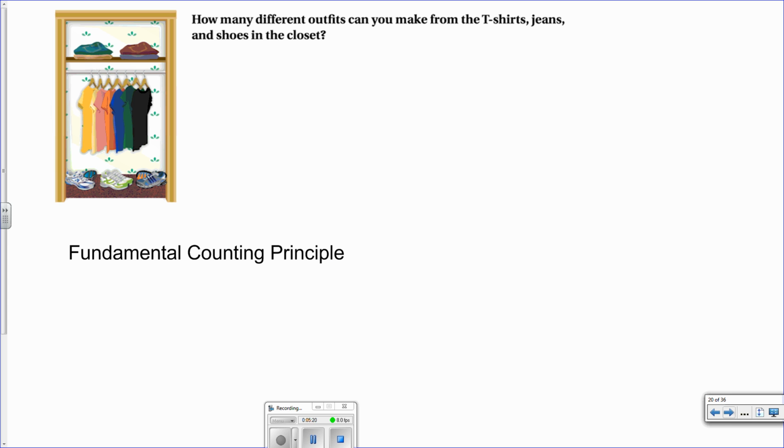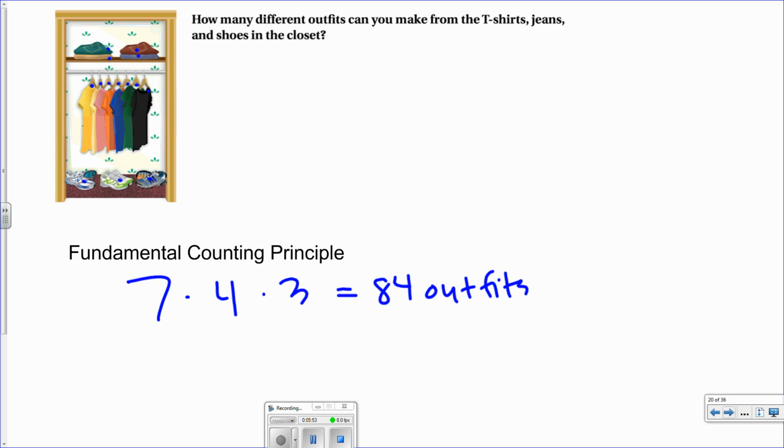So look at this one. How many different outfits can you make from the t-shirts, jeans, and shoes? Well, t-shirts, we've got 1, 2, 3, 4, 5, 6, 7. Jeans, I got 1, 2, 3, 4 pairs of jeans. Shoes, I have 3 pairs of shoes. So the total number of outfits, if this is all you have in your closet, is probably a lot higher than you would think, because 7 times 4 is 28, and 28 times 3 gives you 84 outfits. They're considering that different shoes is a different outfit.